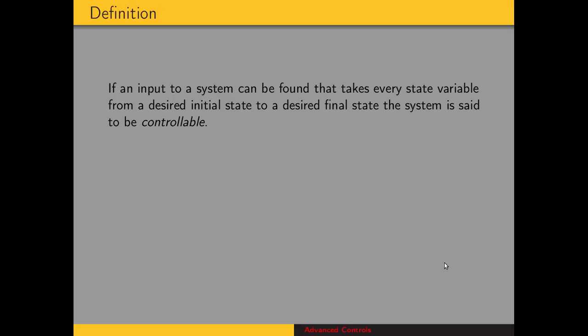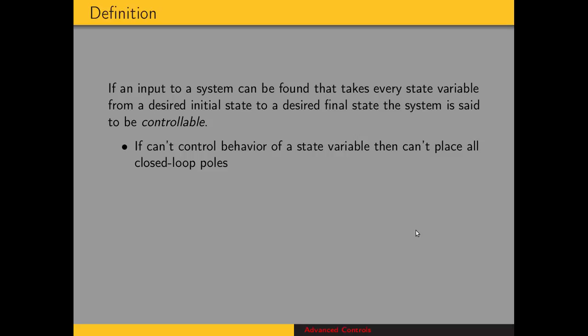If an input to a system can be found that takes every state variable from a desired initial state to a desired final state, then the system is said to be controllable. You can see the meaning of that in the idea that the input can guide the behavior of every state variable. So every state variable is controllable.